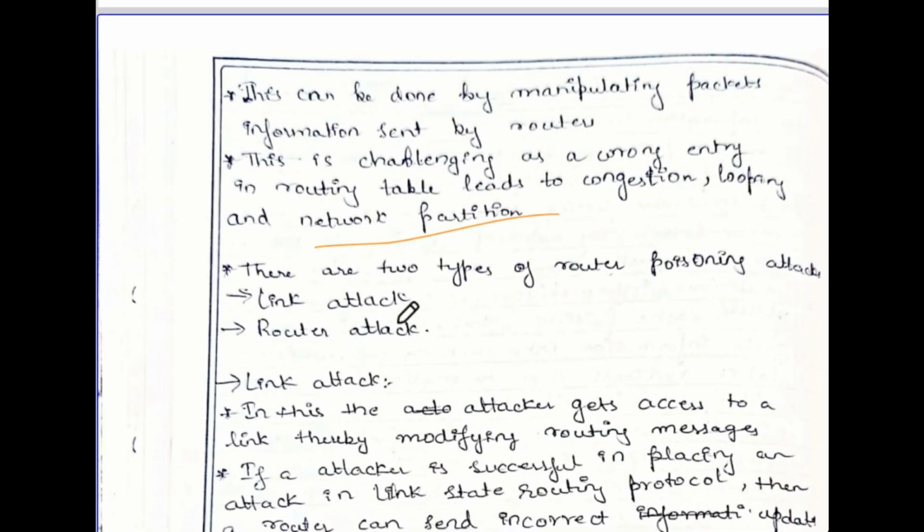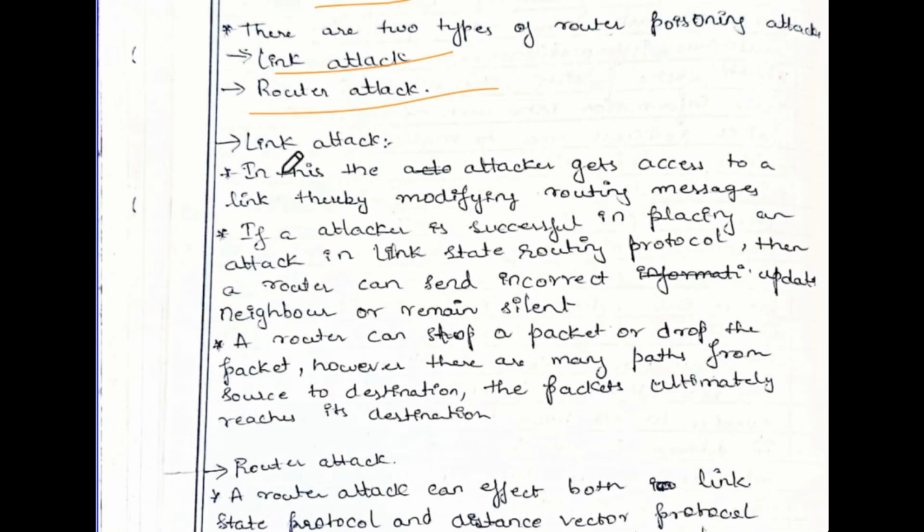There are two types of routing poisoning attack: link attack and router attack. Link attack: in this attack, the attacker gets access to a link and thereby modifies routing messages. So there are three routers, all connected via links. When an attacker gets access to one of the links, he can modify routing messages from here to here or here to here.